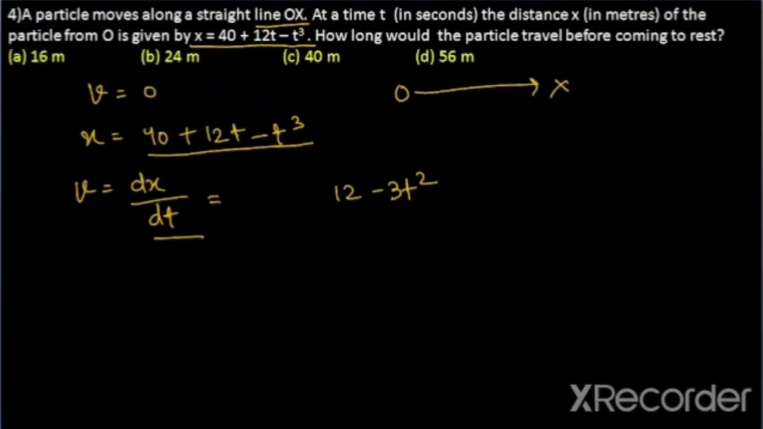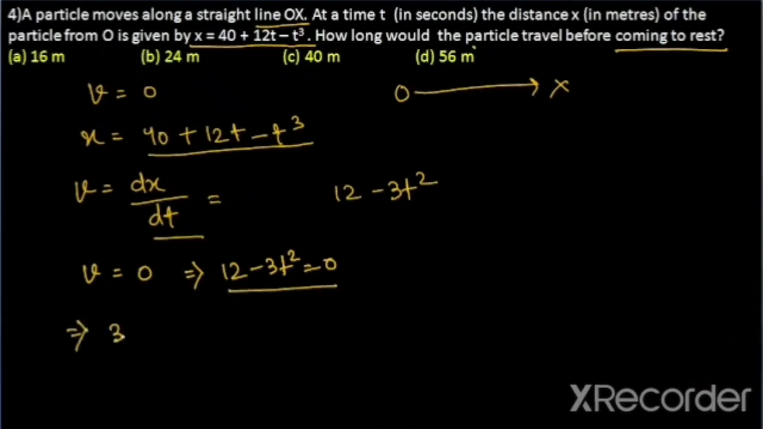12 minus 3t square. Now, when it comes to rest, our v will become 0. That means 12 minus 3t square is 0. From this equation, we can find the value of t, that is 3t square is equal to 12, and t square is equal to 4, and t is equal to 2 seconds. The time is given, we found the time, that is 2 seconds. Value of t is 2 seconds.